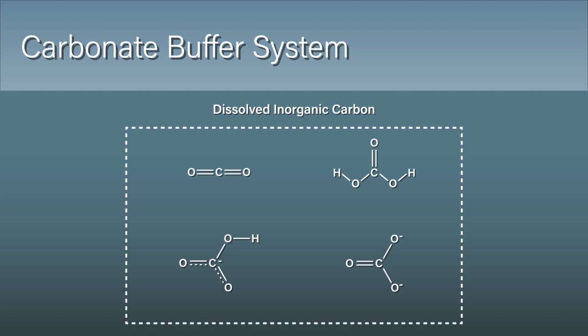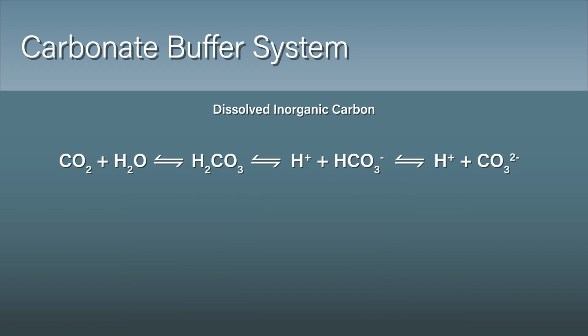The carbonate system is formed by multiple dissolved inorganic carbon species, which include carbon dioxide, carbonic acid, bicarbonate, and carbonate. These dissolved inorganic carbons are all connected to each other through reversible reactions that together form a pH-driven equilibria. In this case, carbon dioxide can react with water to form carbonic acid, which in turn can dissociate to form a bicarbonate ion that can finally dissociate again to form a carbonate ion.